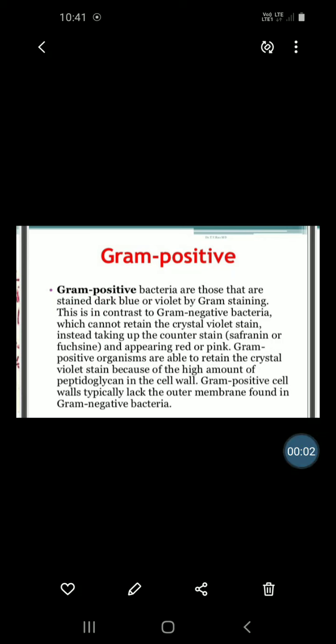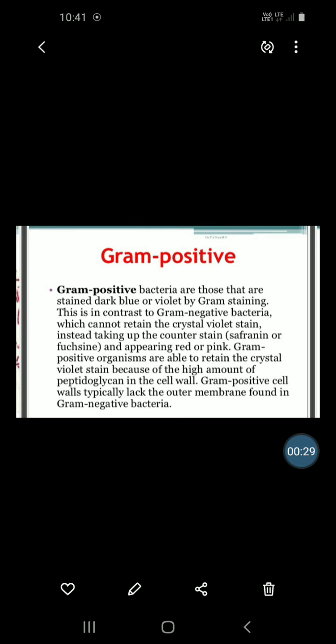Good afternoon, friends. In the last lecture, I discussed the different staining techniques, that is simple staining, and the different classification of staining techniques, then simple staining and gram staining. Today, we will see also the gram staining and acid fast staining. First, gram positive.